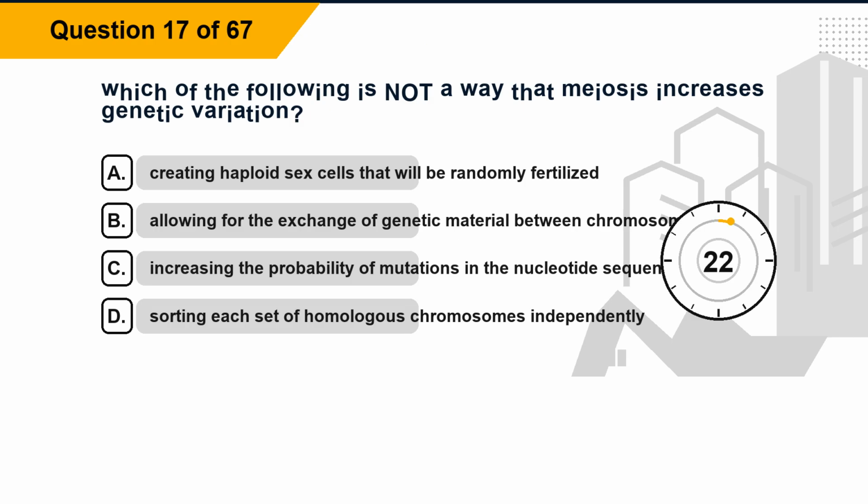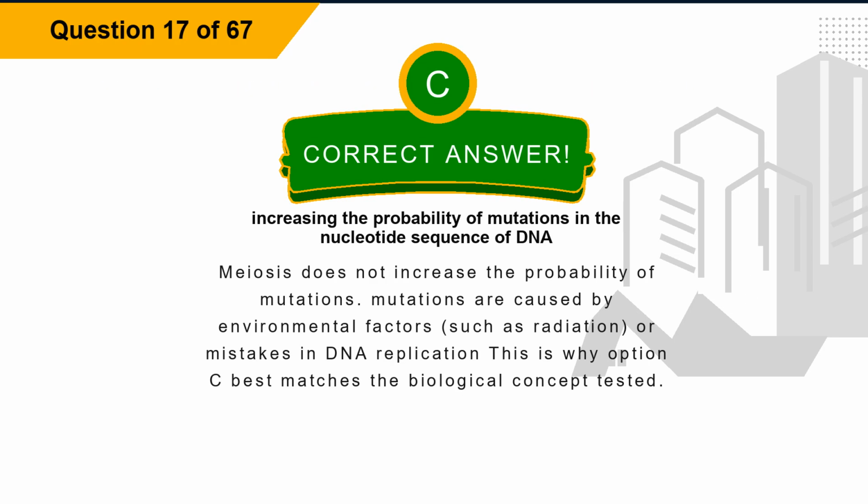Question 17. Which of the following is not a way that meiosis increases genetic variation? Option A. Creating haploid sex cells that will be randomly fertilized. Option B. Allowing for the exchange of genetic material between chromosomes. Option C. Increasing the probability of mutations in the nucleotide sequence of DNA. Option D. Sorting each set of homologous chromosomes independently. The correct answer is option C. Increasing the probability of mutations in the nucleotide sequence of DNA. Explanation. Meiosis does not increase the probability of mutations. Mutations are caused by environmental factors, such as radiation, or mistakes in DNA replication. This is why option C best matches the biological concept tested.